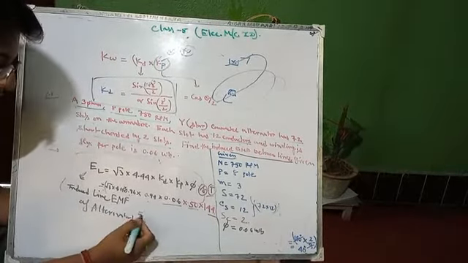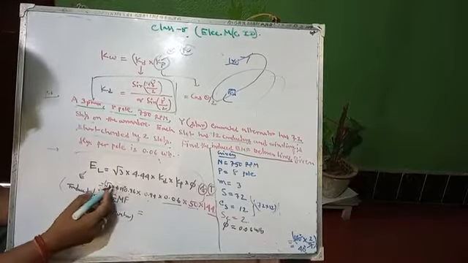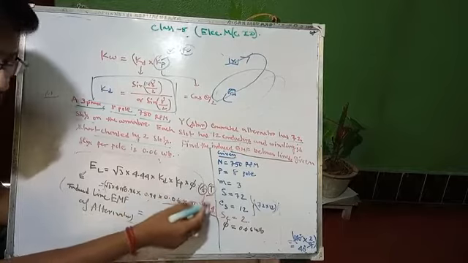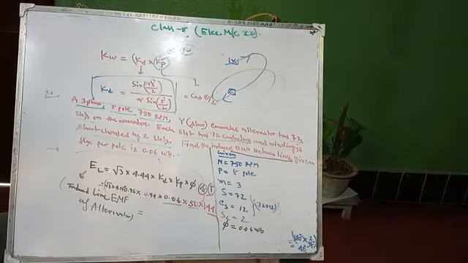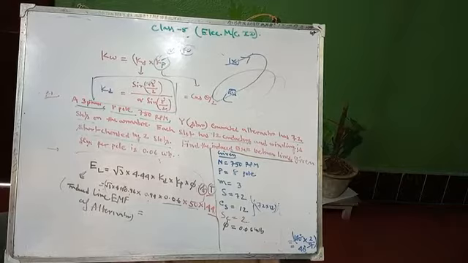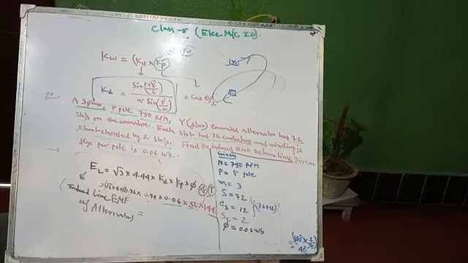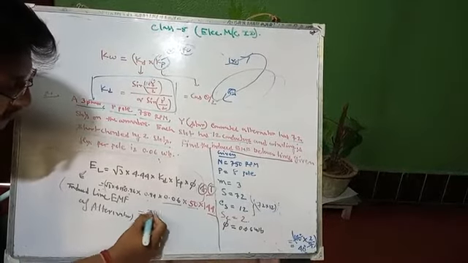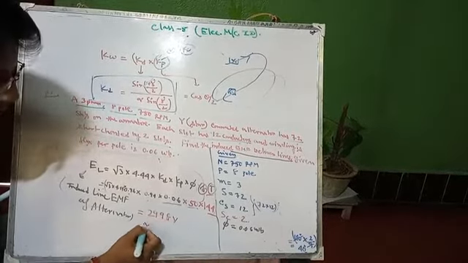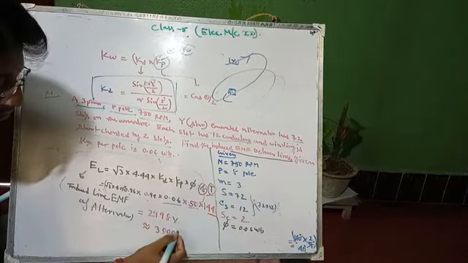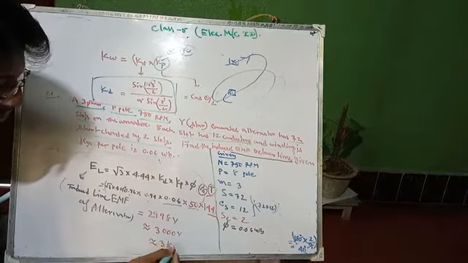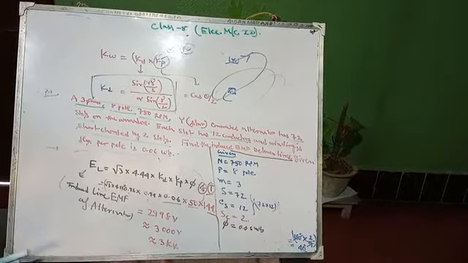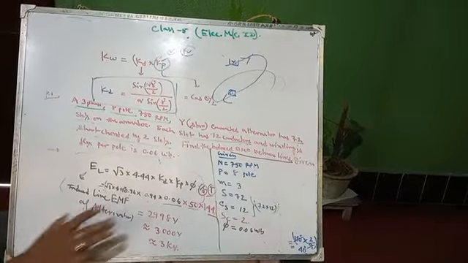After calculating, it should be root 3 into 4.44 into 0.96 into 0.94 into 0.06 into 50 into 144. So your answer will be 2998 volt, or approximately you can write 3000 volt, that is 3 kV. So this alternator generates a 3 kV line voltage.